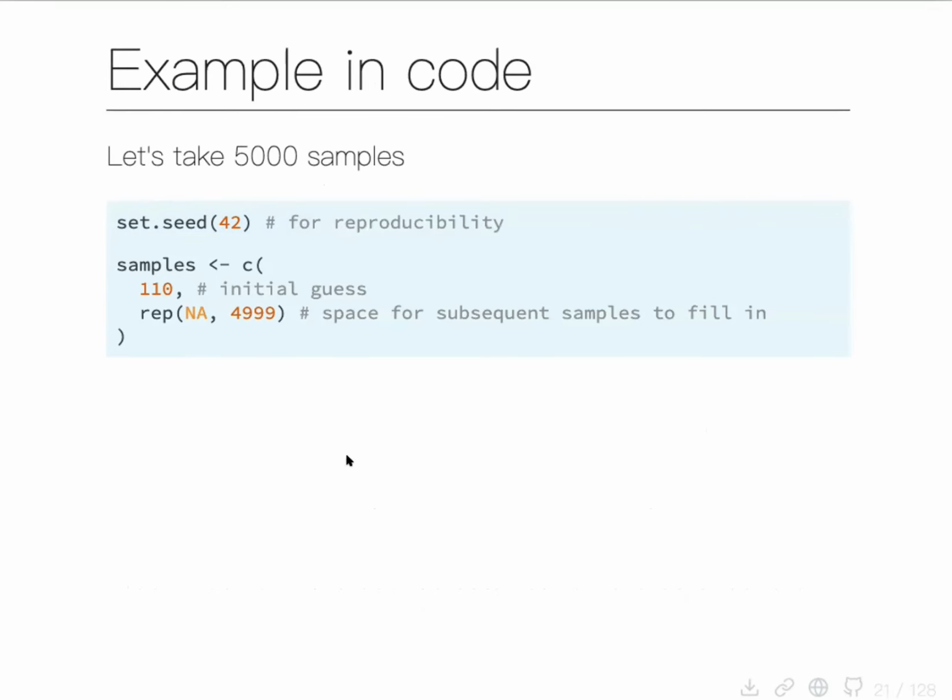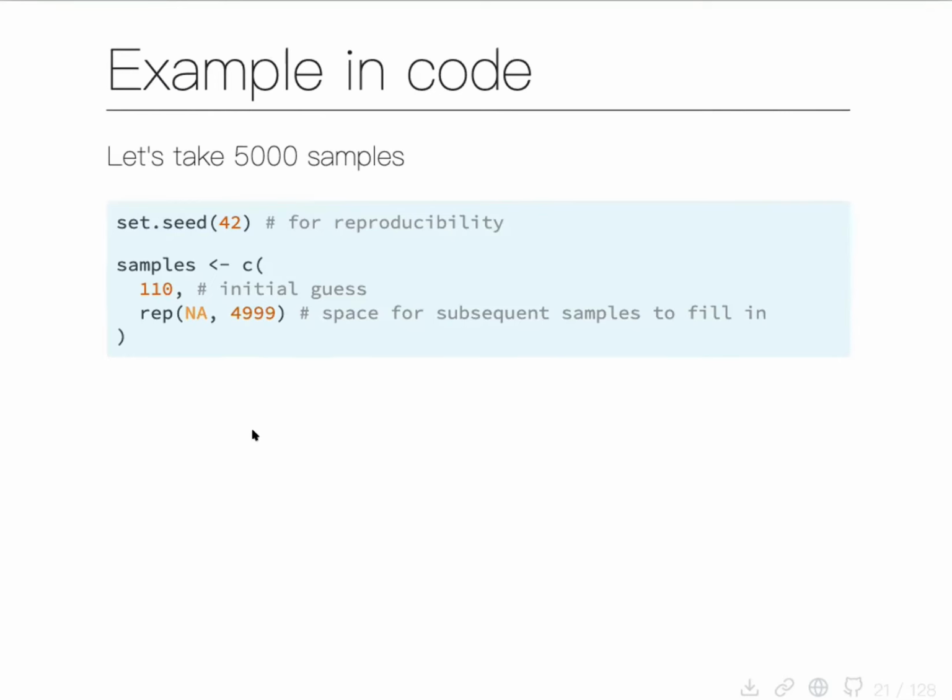So when I say set.seed, that's just going to make the random number generation be the same. The random number generation is going to start at the same place each time, so when I say rnorm or whatever, I'll get the same results. This is just for reproducibility.